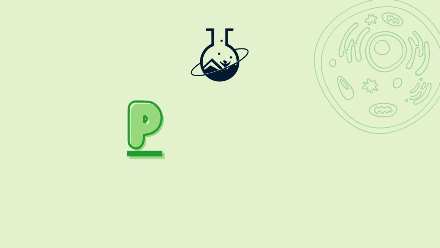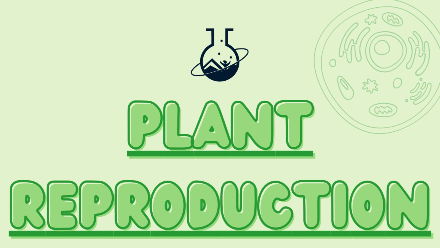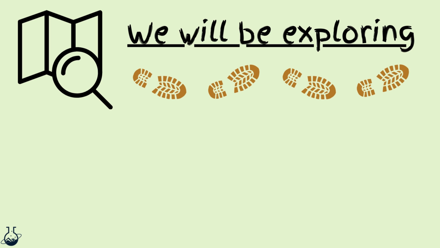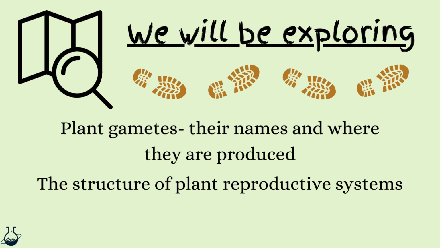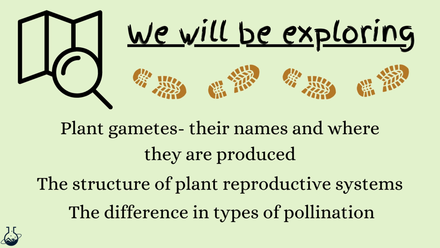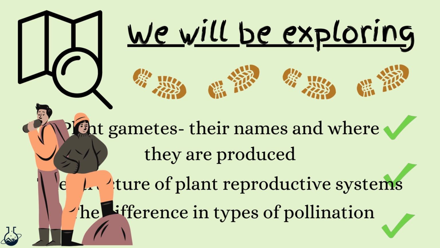Hey everyone, it's Alice here from Top Mark Science, and today we're going to be looking at plant reproduction. Throughout this video, we will be exploring the plant gametes, their names and where they're produced, the structure of plant reproductive systems, and the difference between types of pollination. Let's get started.